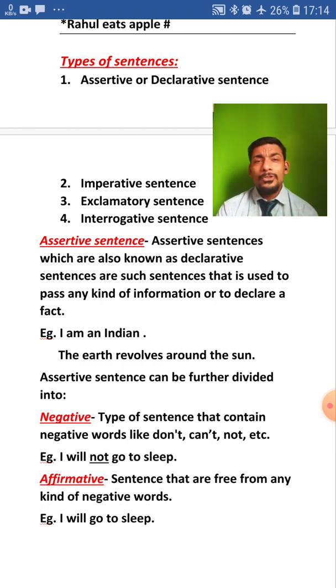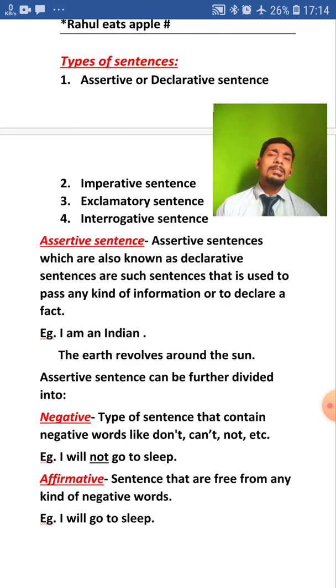Now, most of you might ask me a question, sir, is this the fixed order in which we need to name them? So my answer will be a big no. You can name them in any order. I name them in this order. According to me, the first type of sentence is assertive or declarative. The second type is imperative. The third type is exclamatory. The fourth type is interrogative, my dear students.